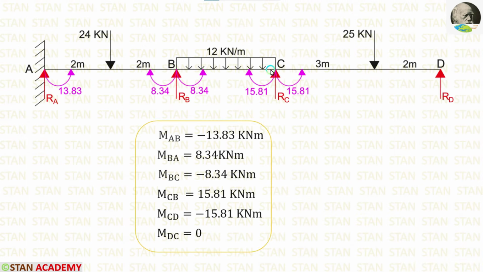Now let us take the span CD and calculate the vertical reactions. In the span CD, there is only one movement, MCD, which is acting in the anticlockwise direction.